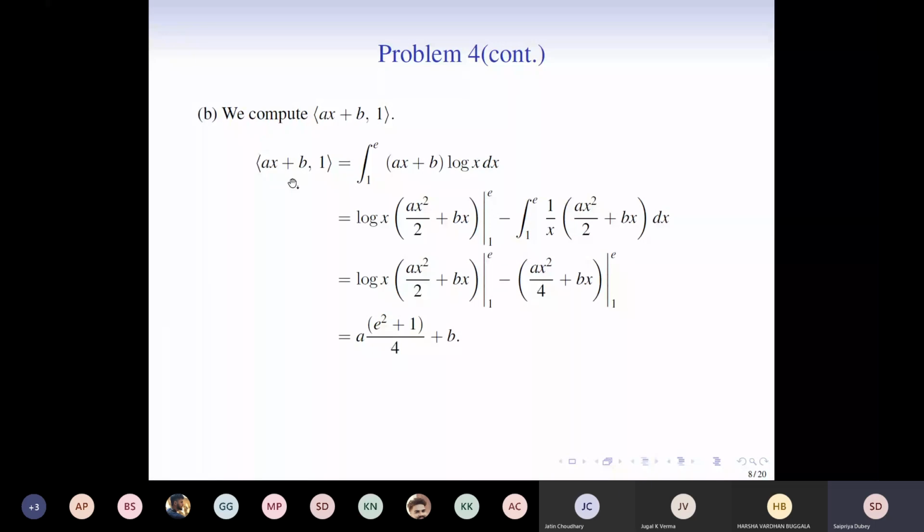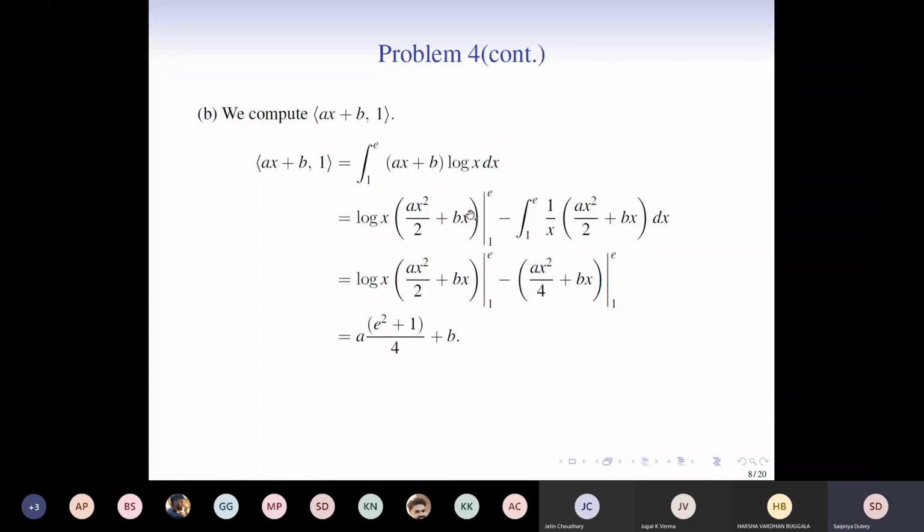So this inner product is defined in this way at the very beginning. Again, we use integration by parts. So it gives us log x times this. We are taking log x to be u. So u times the integral of this, minus the integral of the derivative of u times the integral of this. All right. So here we substitute the limits. Here we substitute the limits.